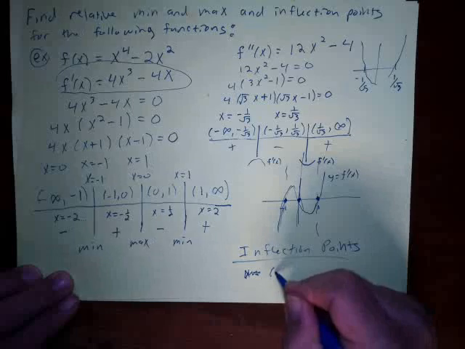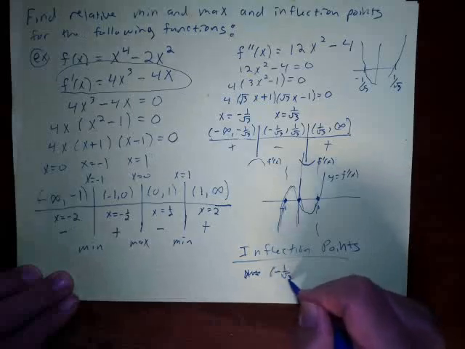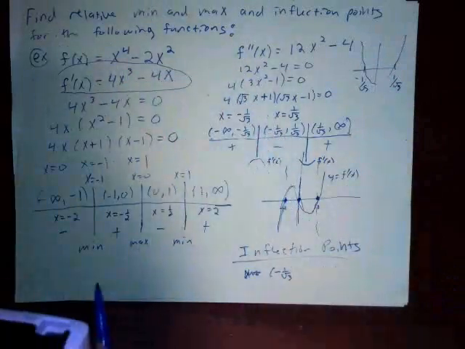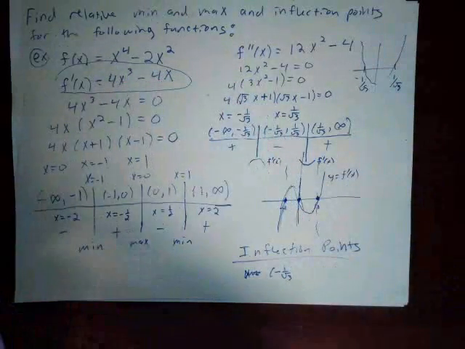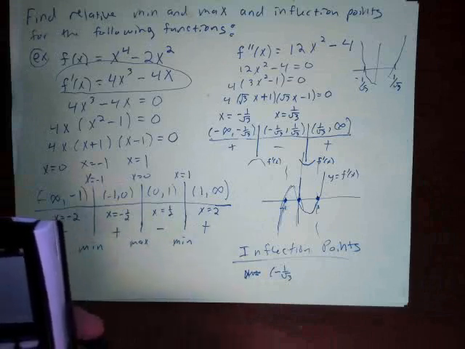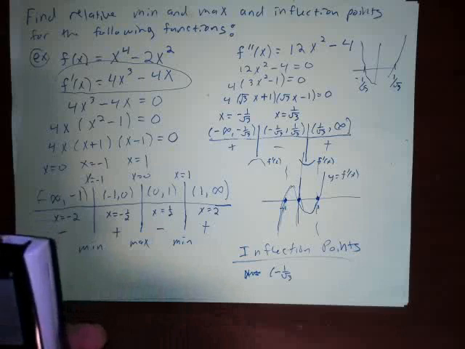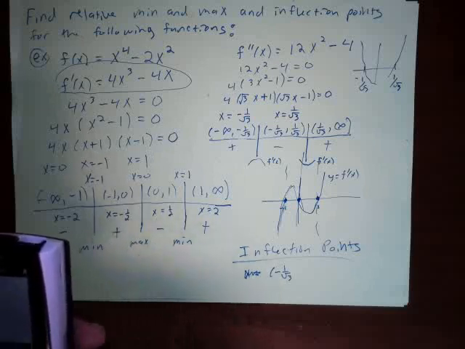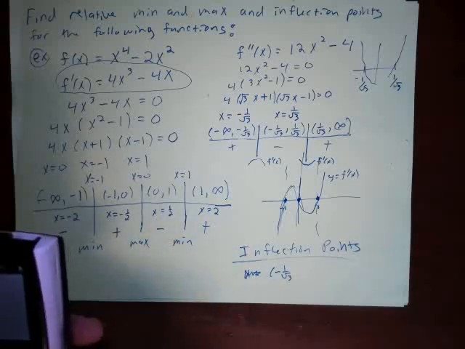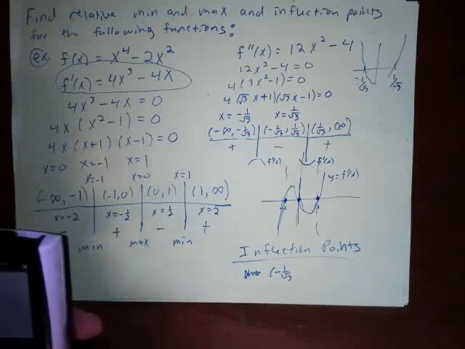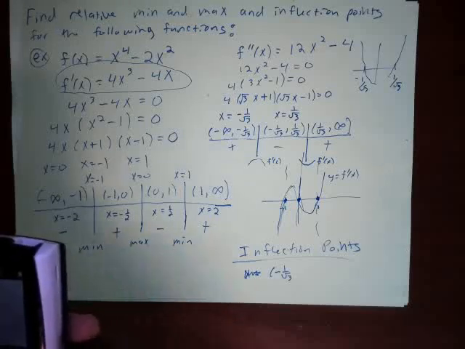So let me actually do that. Negative 1 over the square root of 3, and I'm going to plug them into here. And notice that both the negative and positive are going to give me the same value. So I'm going to do negative 1 over the square root of 3 to the 4th, minus 2 times negative 1 over the square root of 3.